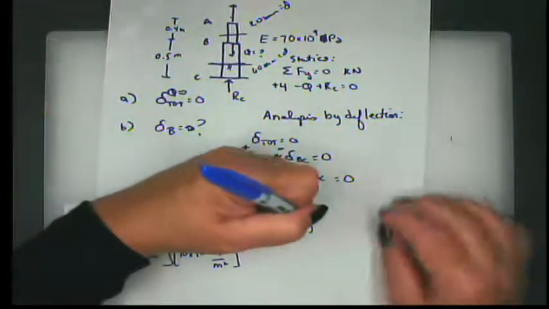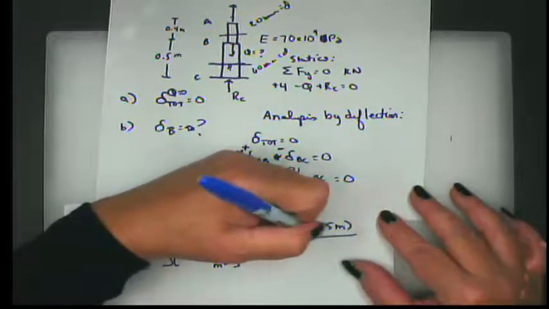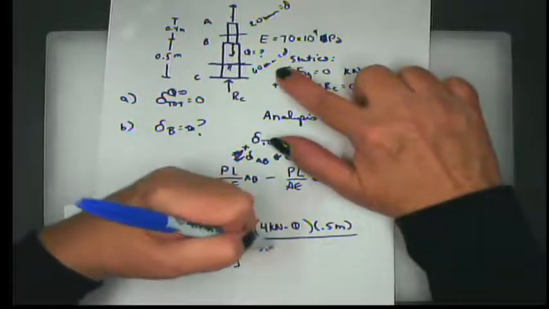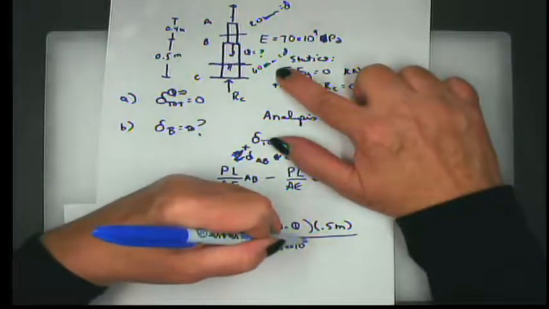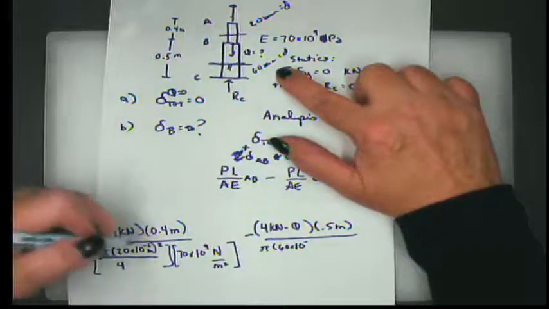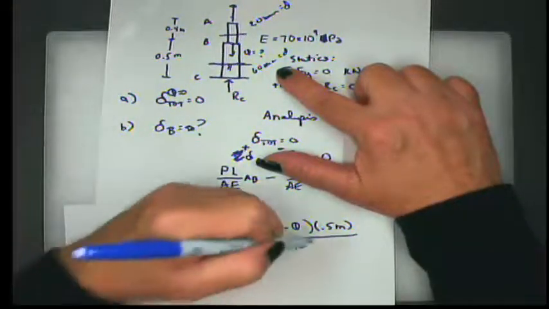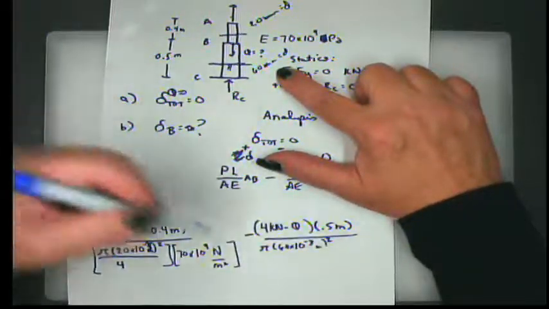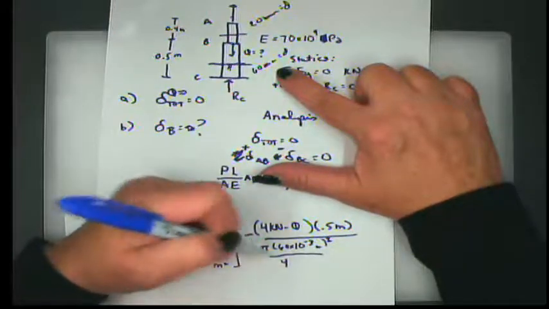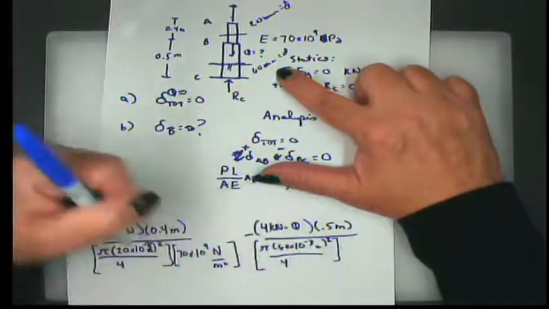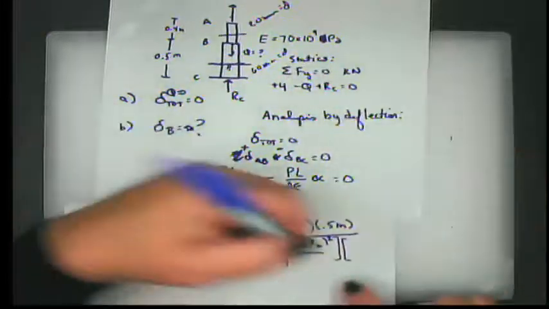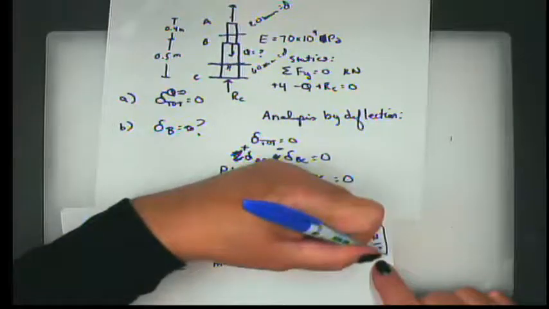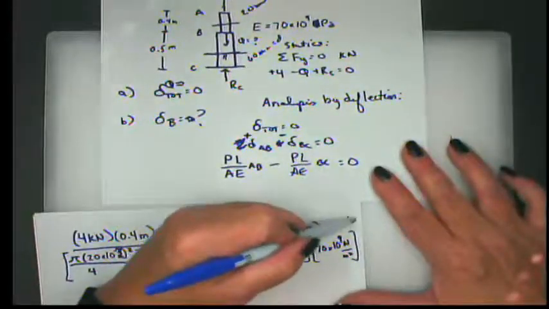My length is 0.5 meters. My area is pi d, a millimeter is 10 to the minus 3 meters, squared, over 4. Boy, I've been on vacation too long. And my modulus is 70 times 10 to the 9th Newton per meter squared. And those two things added together equal 0.